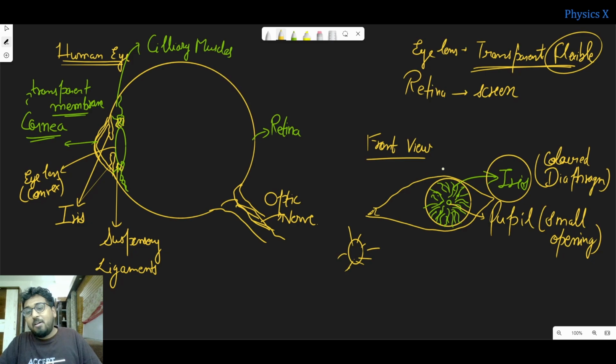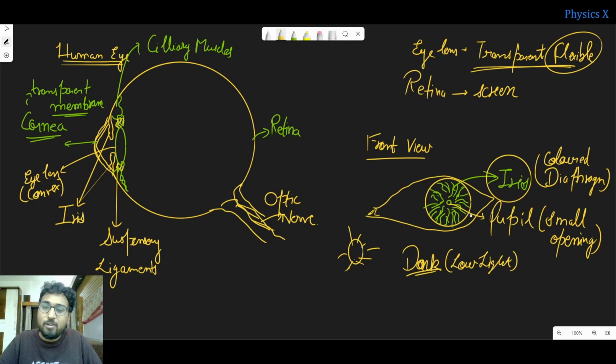What happens when you were in the dark condition? Dark means low light condition, where less intensity of light is there. In low light conditions, more light should enter your eye. So the iris will adjust in such a way that it relaxes, and the pupil will become larger, so more light can enter the pupil.